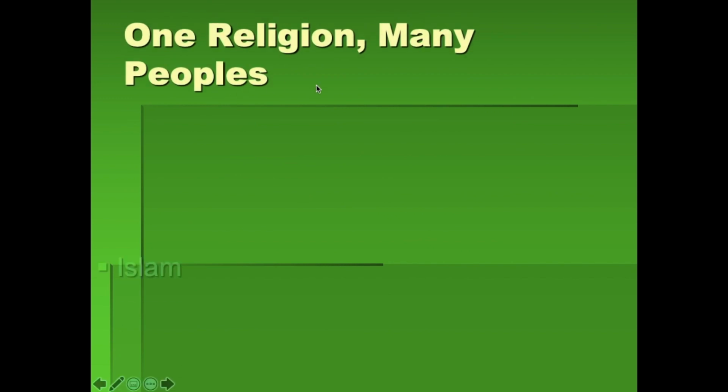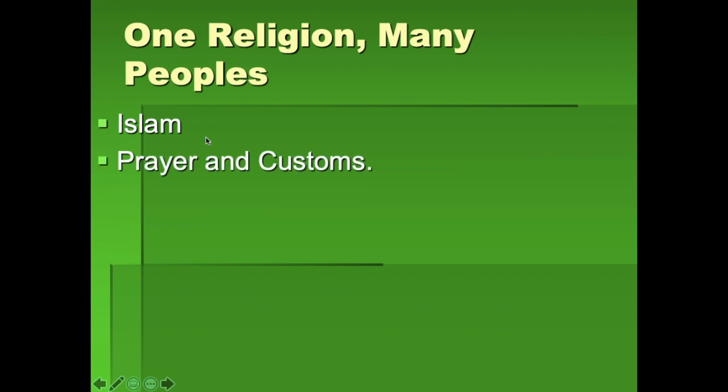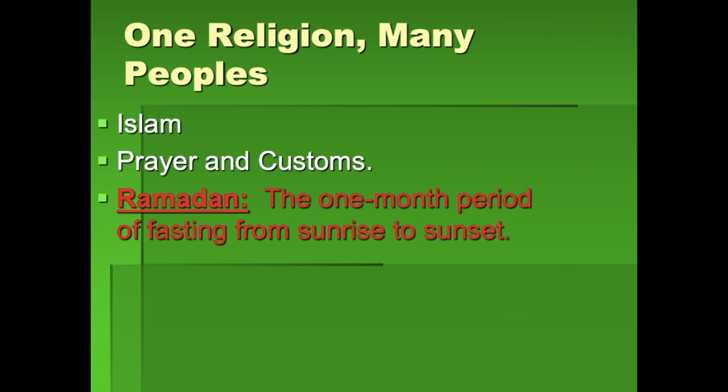One religion, many people. So they have Islam. Islam is the main religion in Pakistan and Bangladesh. They have different prayers and customs based on that, but they still follow the main tenets of Islam. Ramadan. This is all seen through Islam. It's a 1-month period of fasting from sunrise to sunset.